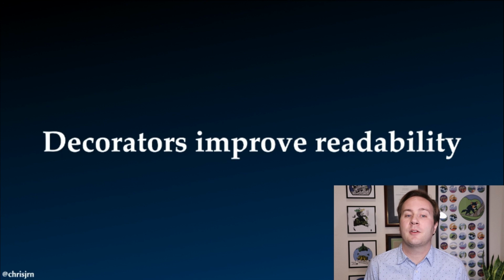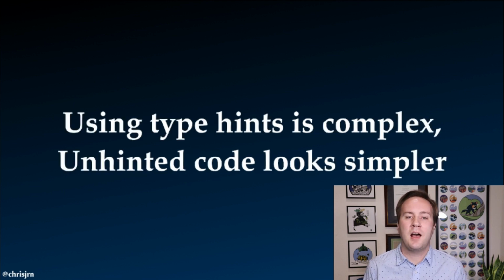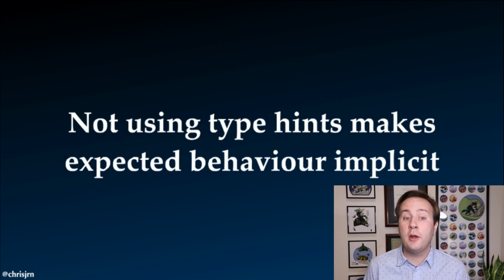We saw that decorators are a feature that significantly improve the readability of Python code. But in doing so, they take away a feature of Python with quite explicit behavior and they turn it into something implicit. And we saw that adding type hints takes a simple structure and understanding of Python code and makes it more complex. And we saw that not including type hints means that the expected behavior of functions is implicit. These are two cases where the Zen of Python does not guide you towards a good solution.